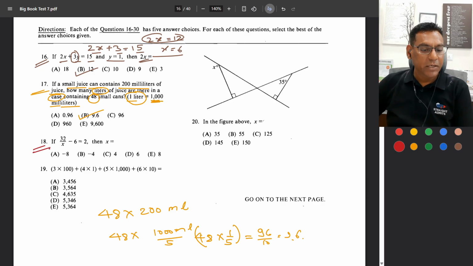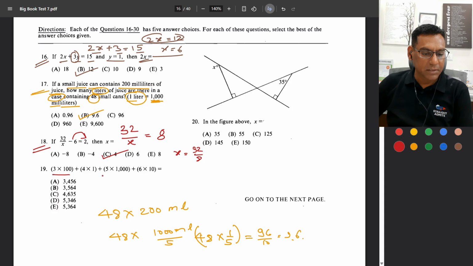Question 18. 32 by x minus 6 is equal to 2, then x is equal to what? So let me separate out x on one side. 32 by x is equal to, this minus 6 comes here, becomes plus 6, so it becomes 2 plus 6, 8. So what is x? x is 32 by 8, which is 4. Answer choice D.